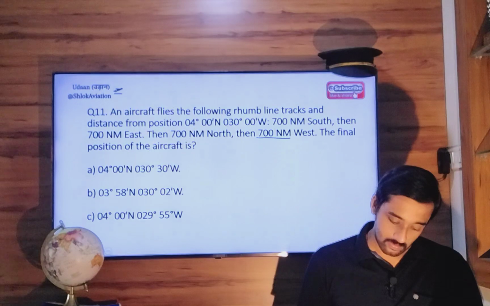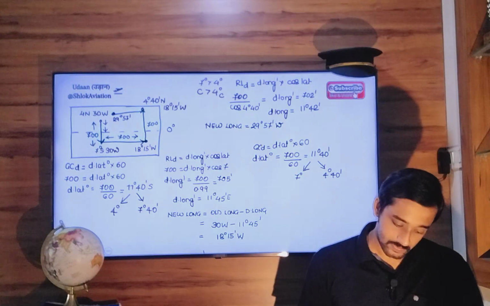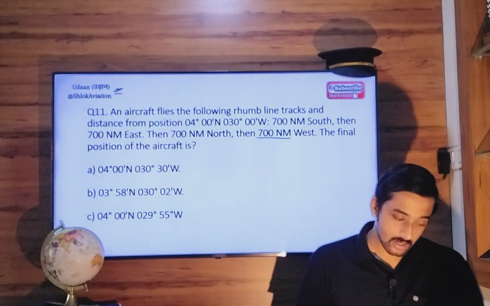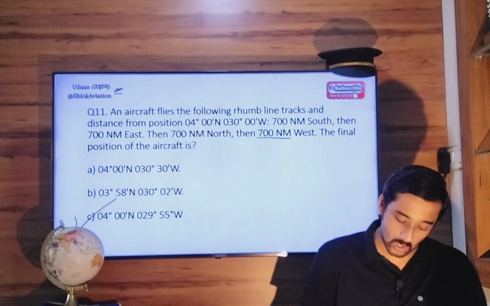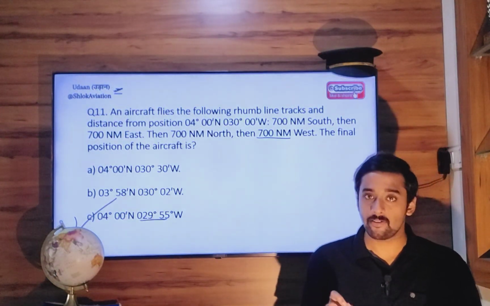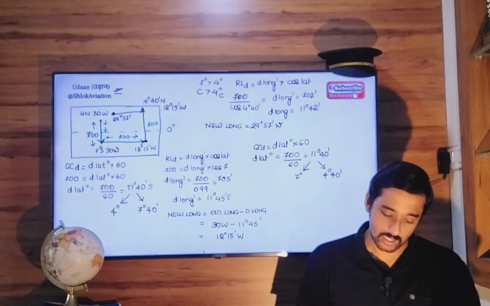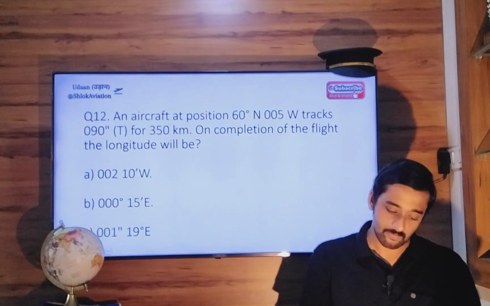So the options are 4 degree north, and longitude is 29 degree 57 minutes. So the closest option is option C, 29 degree 55 minutes west. I have got 29 degree 57 minutes west. So this is how you do it. A long sum but very important.